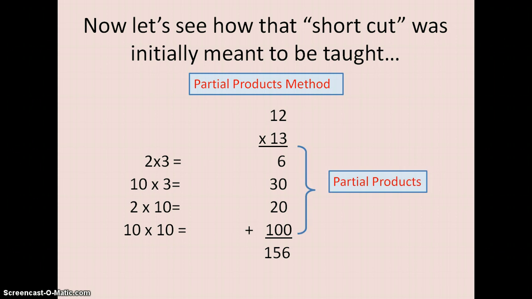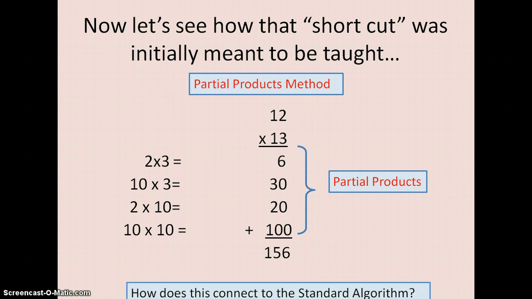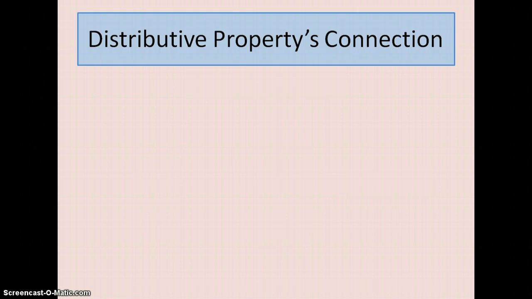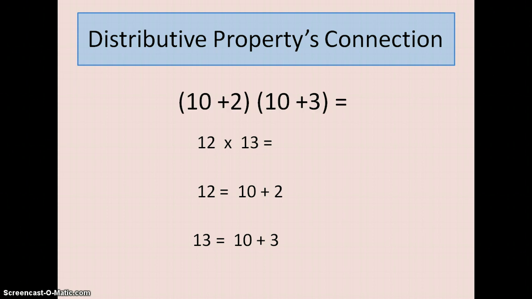Did you see the partial products? Did you see the distributive property taking place here in this demonstration of multiplying with partial products? So let's take a look at the distributive property in action. Do you agree that we can say that 12 is equal to 10 plus 2 and 13 is equal to 10 plus 3? So if we have the same problem multiplying 12 times 13, we should be able to decompose these two numbers and write them as 10 plus 2 and 10 plus 3.